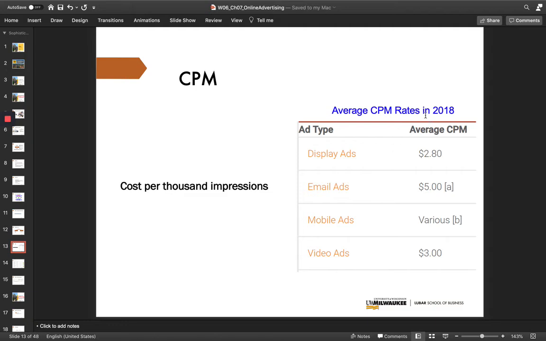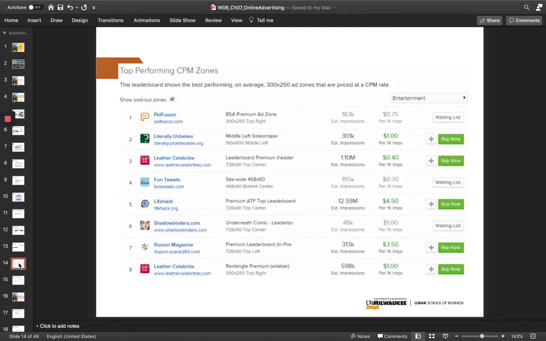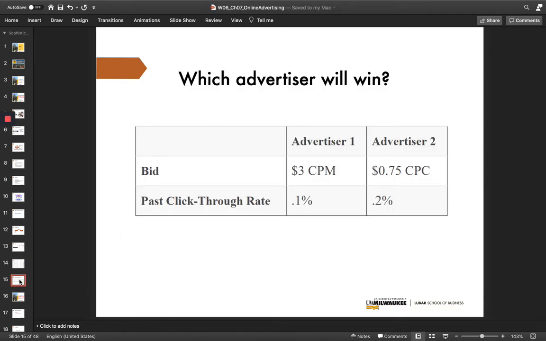Okay. So here are some average CPM rates in 2018. Different ad types have different average CPM. Here, M means per 1,000 impressions. Okay, M means impressions, and you will find different CPM for different kinds of contexts. So here's one simple question.